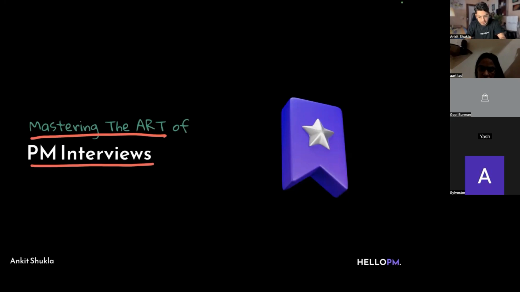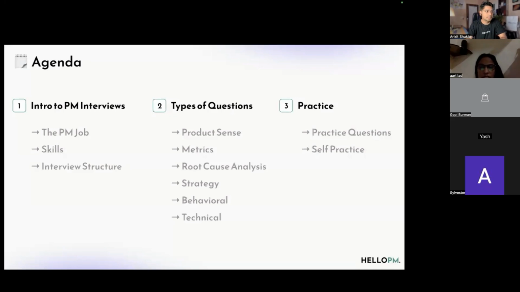With that being said, this is going to be our agenda for today. First of all, we are going to talk about an intro to PM interviews, which is what the job of a PM looks like and what skills a PM needs to have. Then I'll map the PM job and the skills to specific kinds of interview questions, and I'll tell you what the interview structure looks like in most companies. After that, we are going to talk about the types of questions, and I'll also give you a format to answer most of these questions.